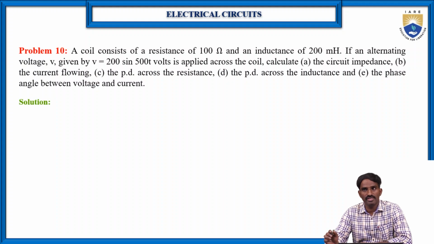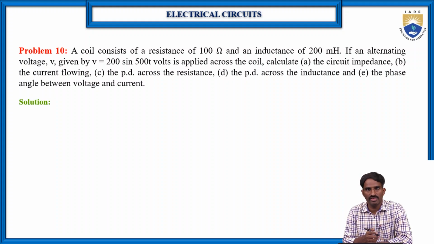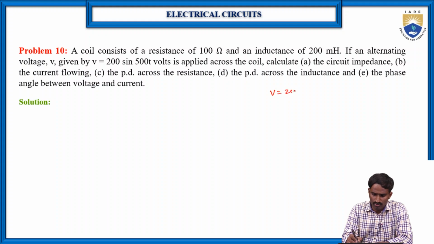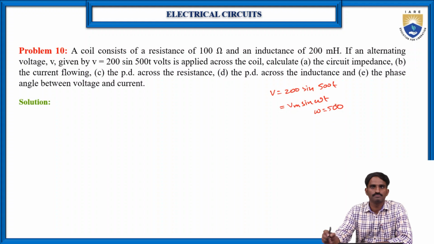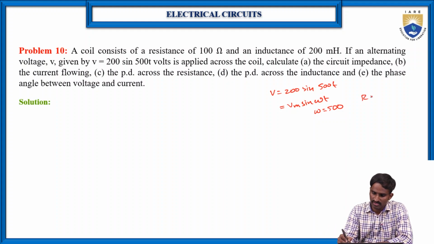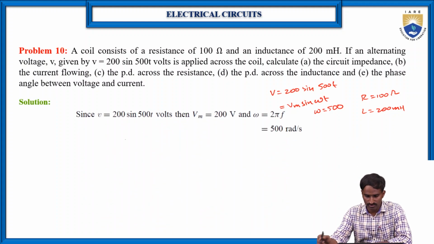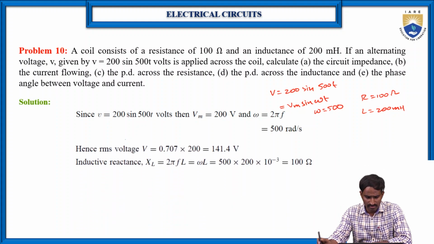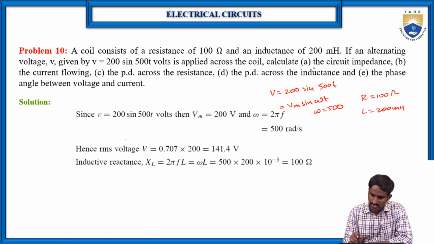But here the given data is in a conceptual way, that is V equals 200 sine 500t. Which means V equals Vm sine omega t, so omega is equal to 500. That is the information they are giving. Similarly, they have already given R equals 100 ohms and L equals 200 millihenries. Now we have to find one by one. First, 2 pi f, which is equal to 500 radians per second, is the given data. Then, first of all, we have to find the circuit impedance.